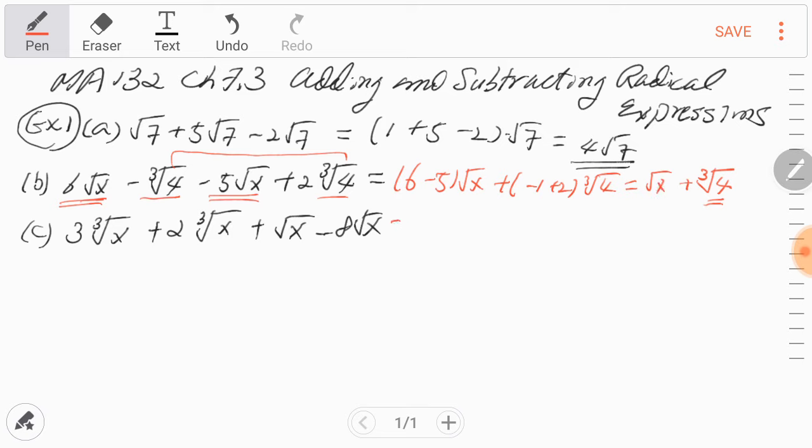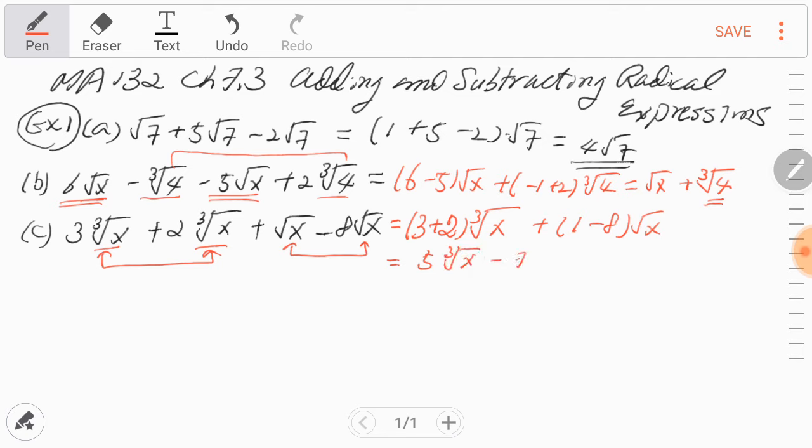Okay, and next one. Let's find the same radicals. These are the same radical, so we will combine these two, and these two are the same radical, so we will combine these two. So 8 plus 3... 3 plus 2, right? We can put 3 plus 2 together, followed by cube root of x. And then the last two are the same radicals, so we can put 1 and negative 8 together, followed by square root of x. So that is equal to 5 cube root of x minus 7 square root of x.